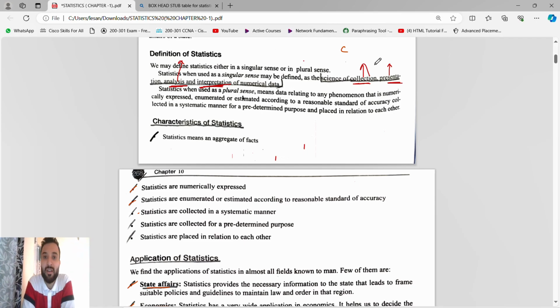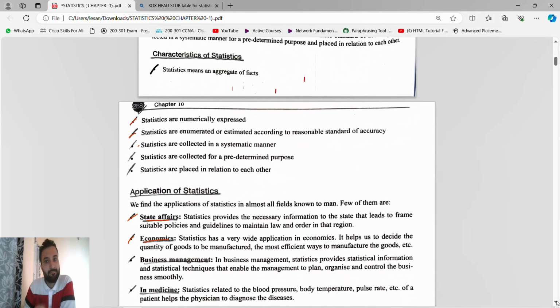Because we want to make a graph, we also want numeric data. So guys, see, stats basically depends upon four things: collection of data, presentation of data, analysis of data, interpretation of data. And which data? Numerical data. Whatever you do in stats depends upon four things, because without collection you can't do the presentation, without presentation you can't analyze, without analysis you can't interpret.